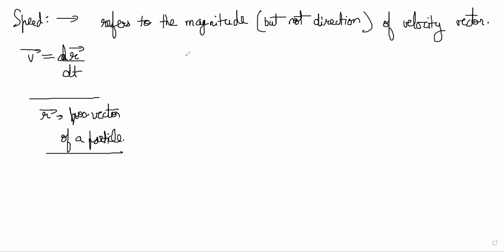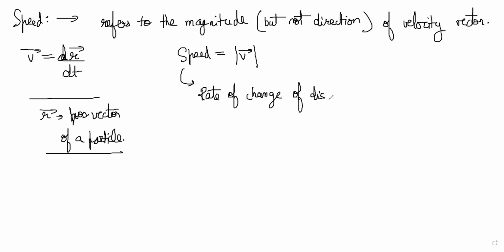Now, if I want to find speed, speed will be equal to mod of v, right? You can think of it as the rate of change of distance, right? And distance basically differs from displacement in the following way.